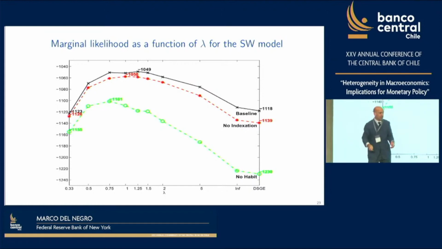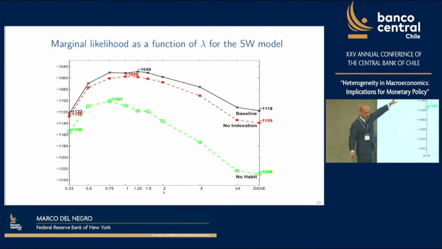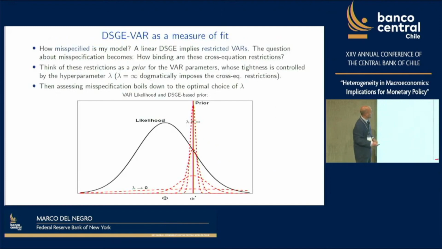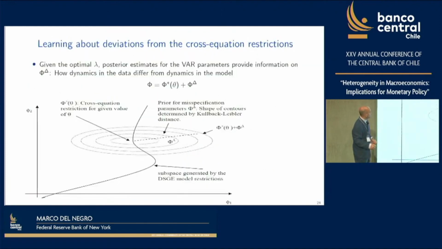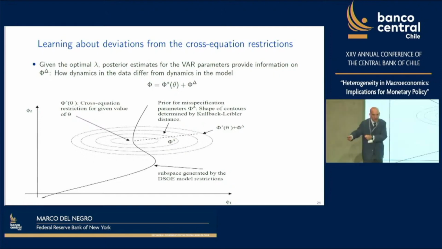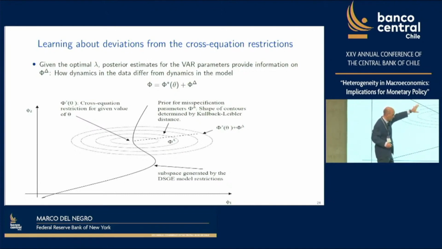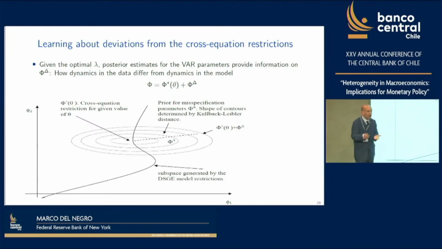We haven't done it yet, but we will do the same thing for BBL for this paper. The other thing I can do, once I figure out how much I have to relax the cross-equation restriction, is look at how the dynamics in the VAR change from the dynamics in BBL. I can decompose the VAR parameters into phi star, the HANK-model-imposed dynamics from the cross-equation restrictions, plus some deviation. From learning about this deviation, I can learn something about where the model fails.